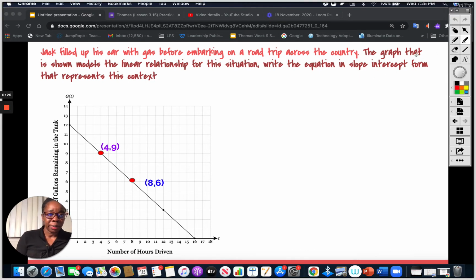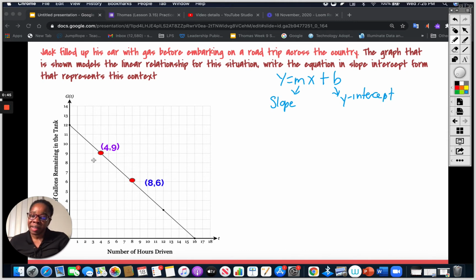So let's remember that the slope intercept form is y = mx + b, where m represents the slope of our line and b represents the y-intercept. All right, and already I've identified the 2 points that I want to use. I want to use the points (4, 9) and (8, 6).